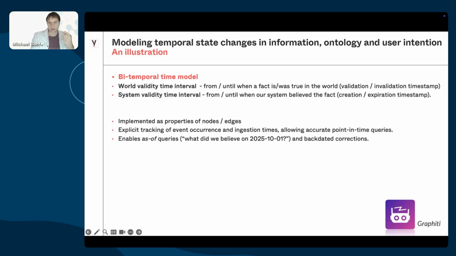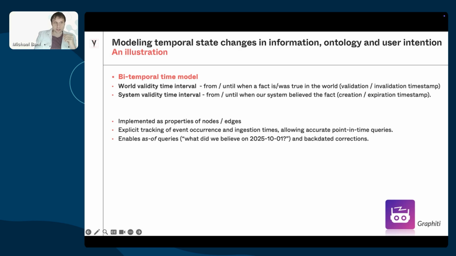One way to model time, and it's been proposed in the Graphiti library, for example, is this idea of a bitemporal time model. So basically what we have here in short is a world validity time interval and a system validity time interval. So basically the one tracks when a certain fact has been true or was true in the real world, from when to when. And the second one, the system validity, tracks when a certain fact has been believed by our system, by the knowledge graph in a sense.